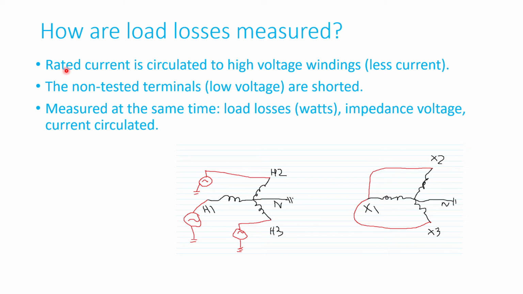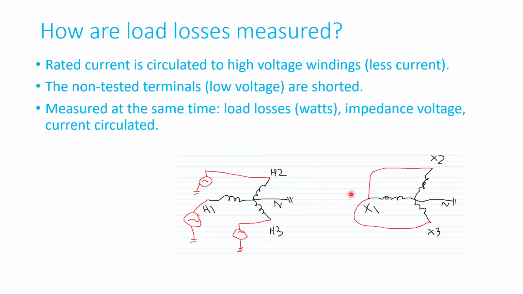So the rated current is circulated to the high voltage windings, and the reason being because, since it's a high voltage, it has less current. The low or the secondary or low voltage has low voltage, which means it has a high current. So we don't want to do that. We don't want to circulate a large current. So that's why the high voltage windings are used to circulate the rated current.